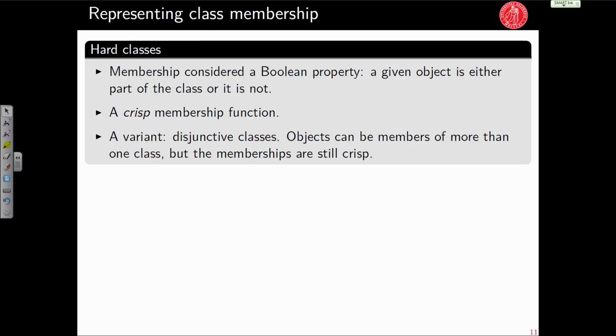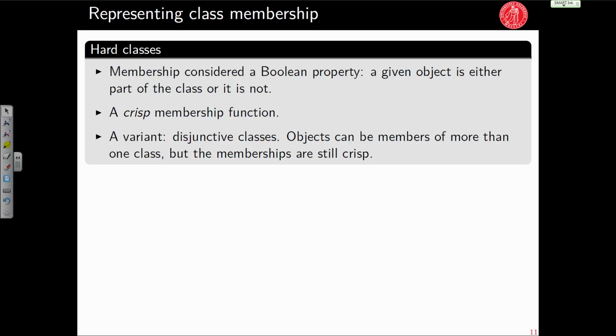There are two ways of looking at this. One is hard classes, where the membership is Boolean. An object is either a member of a class or not. There is no other way around this. A document is either about China or not. So this is a crisp membership function, compared to a fuzzy membership function we'll look at later.